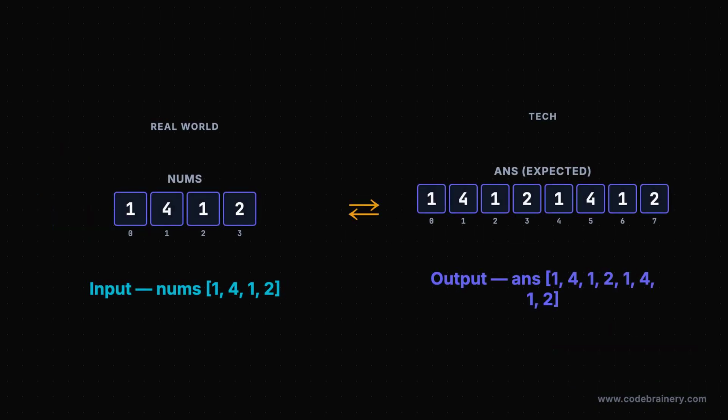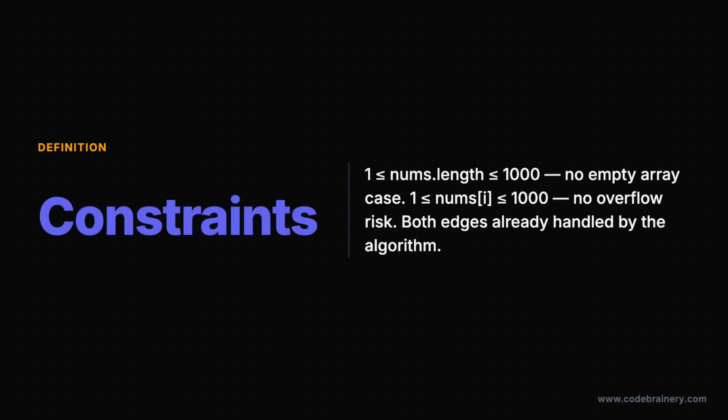Said differently, copy the input into the first half, then copy it into the second half. That's it. Example 1. The input is 1, 4, 1, 2. The output is those 4 numbers, then those 4 numbers again. Constraints matter. The array always has at least one element, never more than 1,000. Values are small positive integers. 2 things this tells us. First, there's no empty array case to worry about. Second, nothing can overflow. The constraints already protected you.